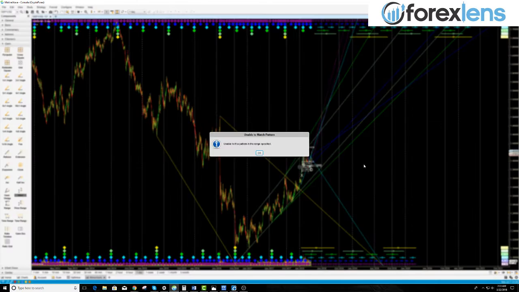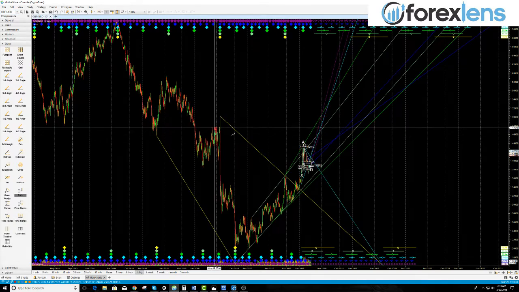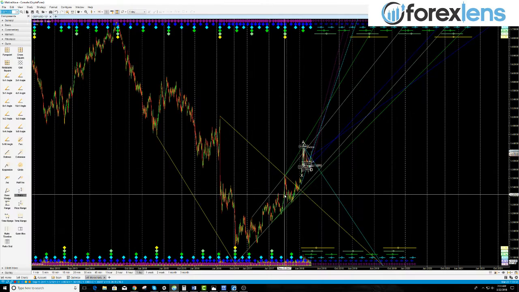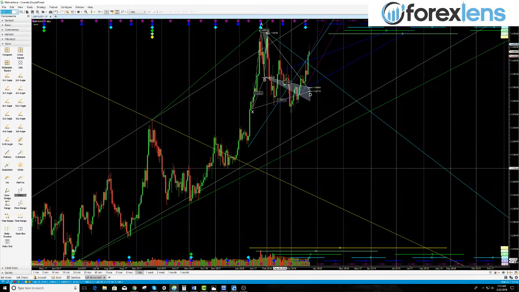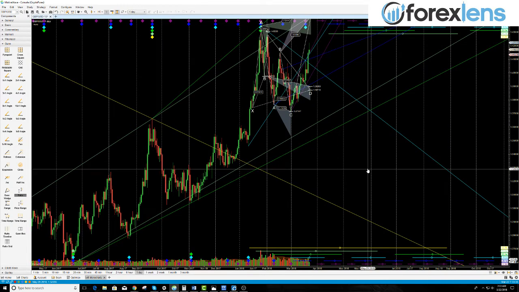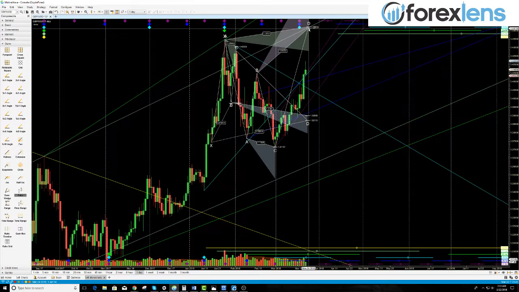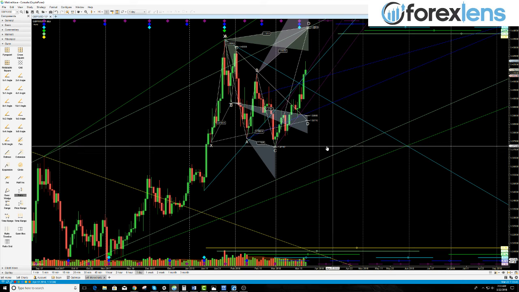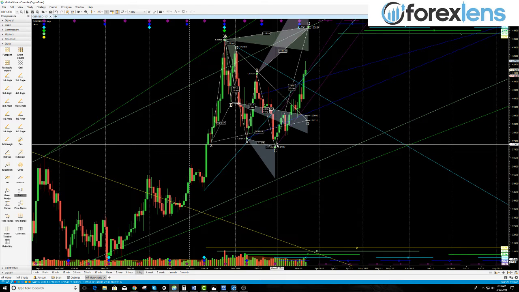Let's see. Maybe it doesn't like that. Or, yeah, what do we got going on? Probably one right here. Yep. So this is telling us that we have a bearish Shark pattern forming on the daily. Anyways.